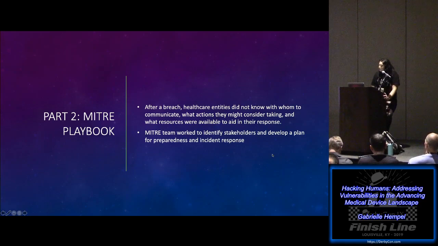Now for part 2, the MITRE playbook. MITRE, which I'm sure you've heard of, found after some research that after a breach, healthcare providers didn't really know with whom to communicate, what actions they were supposed to take, and what resources were available to them. The MITRE team worked with the FDA to identify stakeholders and develop a plan for preparedness and incident response.